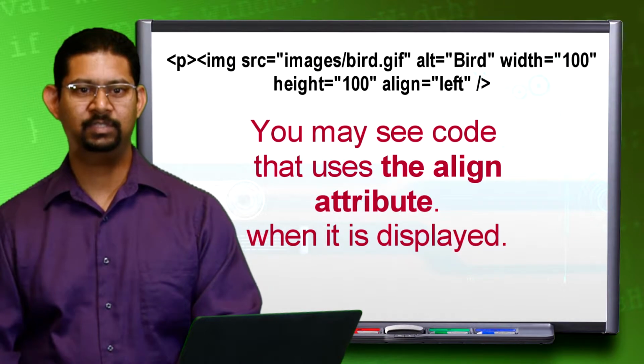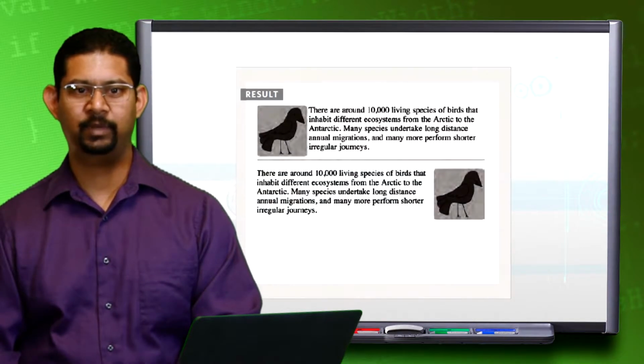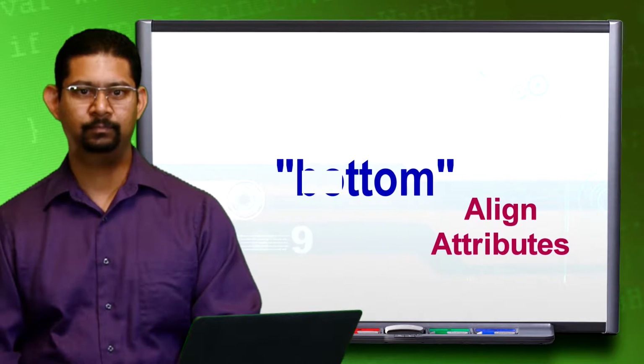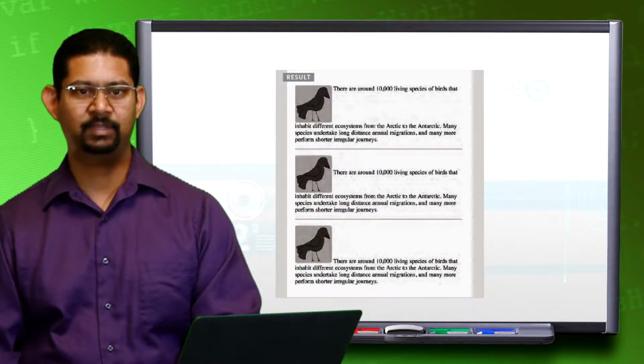You may see code that uses the align attribute. This changes the alignment of the image when it is displayed. You can use the following values: left, right, top, middle, or bottom. These change the position of the image with respect to the text.